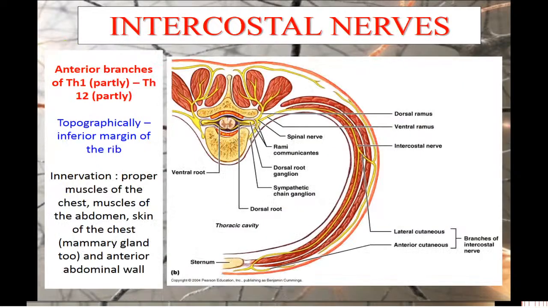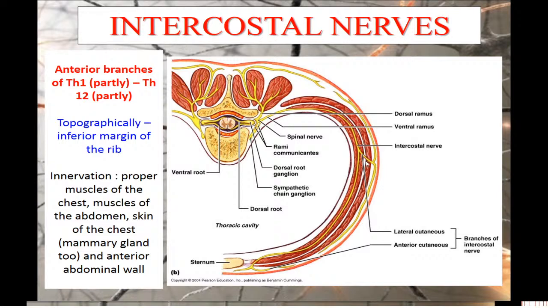As I told you before, the anterior branches of the thoracic spinal nerves form intercostal nerves without any plexus. These intercostal nerves pass along the intercostal spaces together with the corresponding arteries and vein, and each of them gives off a lateral and an anterior part.